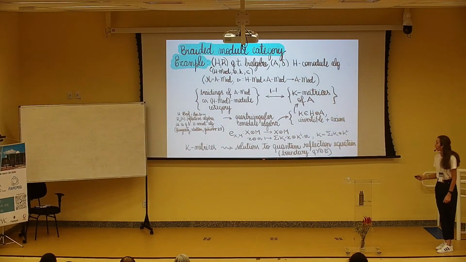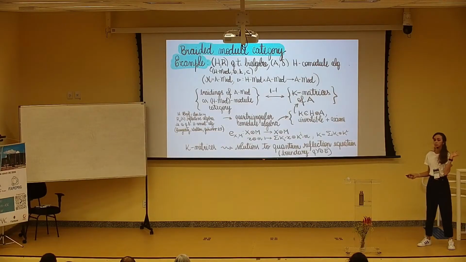Also K matrices have independent interest because they give solutions to the quantum reflection equation. Sometimes people call it the boundary quantum Yang-Baxter equation as well. So physicists and other people are interested in this kind of stuff.